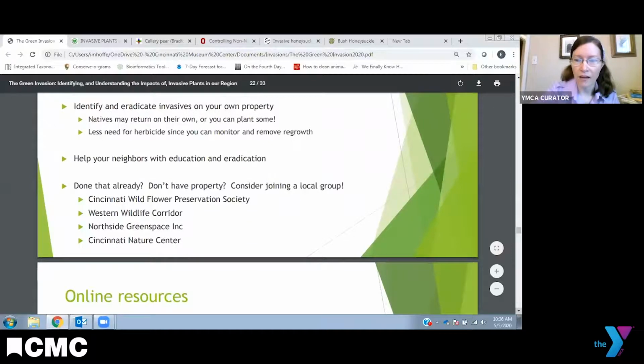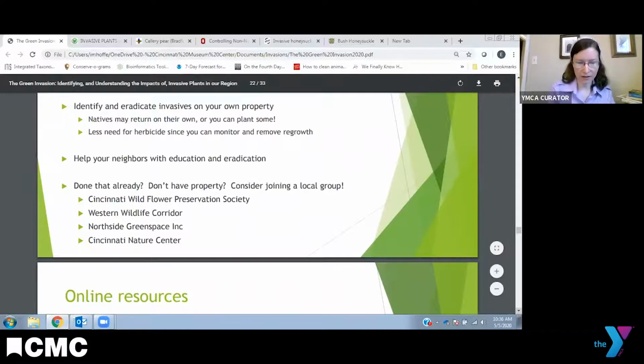If you've done all of this already, or you just don't want to, you can join a local group and you can support them financially, or you can go out and kill invasive trees and shrubs with them. So some of the groups working on this are the Cincinnati Wildflower Preservation Society, and they have recently celebrated 100 years of work to promote native wildflowers.